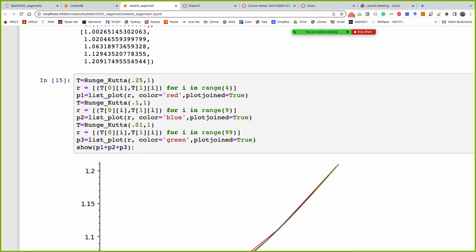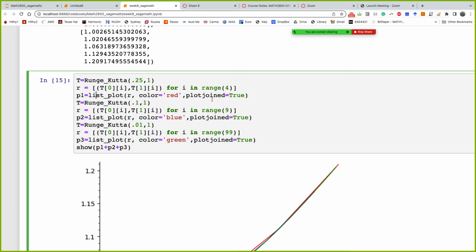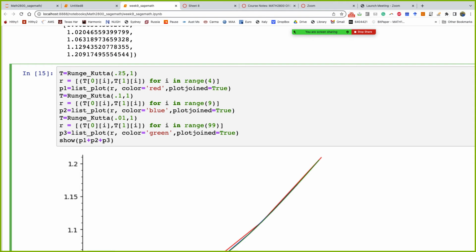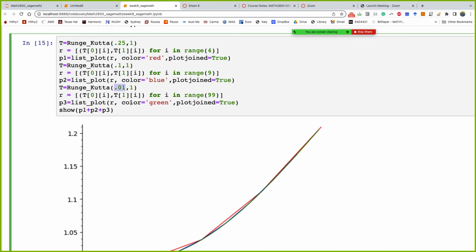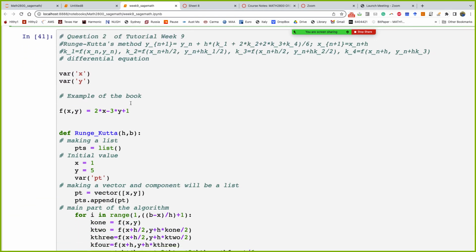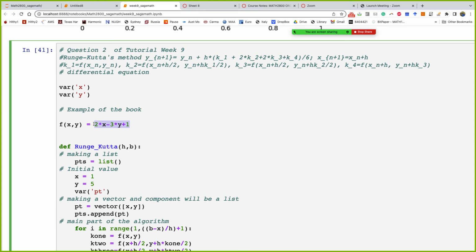Now the same story happens here, plotting that example using different steps: 0.25, 0.1, and this one is the dangerous one, 0.01. As the step size gets smaller, it will be finer and closer to the exact solution. Now for a different example with Runge-Kutta, what is this? Question 2 of the tutorial week 9, it's okay. If you understand one of them, you will be able to plot it.